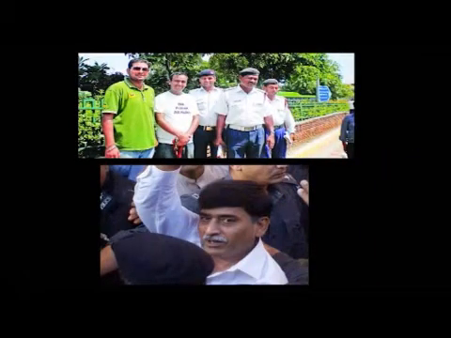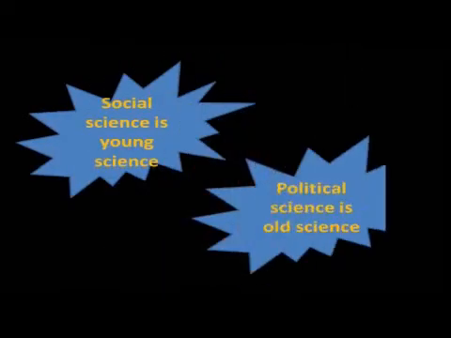4. Sociology studies organized, unorganized, and disorganized society, whereas political science studies only politically organized society. 5. Sociology studies the social activities of man, whereas political science studies political activities of man. 6. Sociology is a new or young science, but political science is an older science. 7. Sociology studies man as a social animal, whereas political science studies man as a political animal.